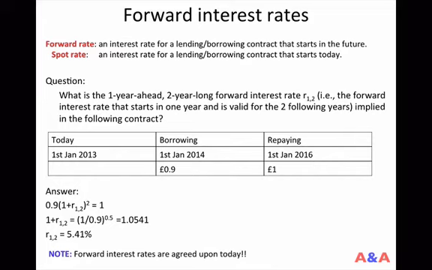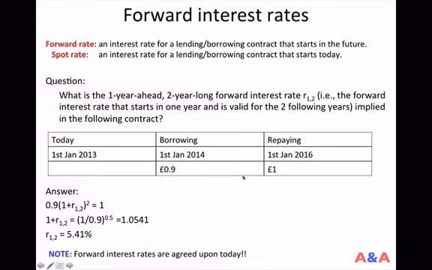Let's see. Today is 1st of January 2013, and the borrowing happens 1 year from today, 1st of January 2014. The borrowed amount is £0.9. The repayment happens 3 years from now, that is 1st of January 2016, so that the lending and borrowing period is 2 years, and the repaid amount is £1. If you think these two numbers are too small, you can just say £0.9 billion are borrowed and then £1 billion are repaid.